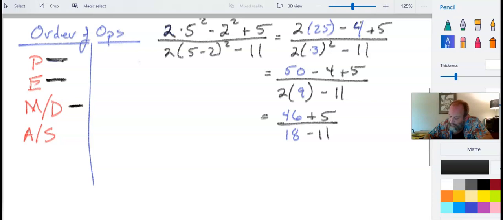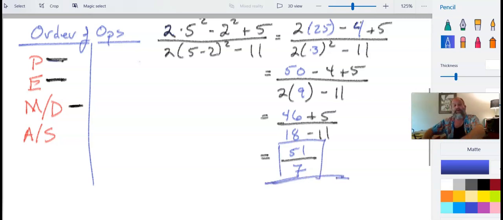Okay, and then for our next step, 46 plus 5 is going to be 51. And 18 minus 11, let's see here, 18 minus 10 is 8, so we get 7 out of that. So I get 7 here. And 7 does not fit into 51. 51 is 3 times 17. So that means we're actually done at this point, and this is our answer.